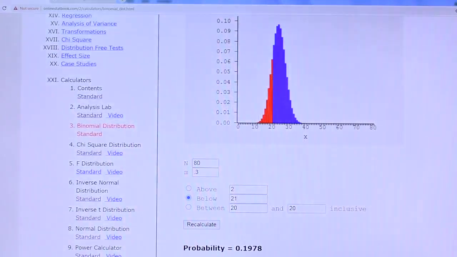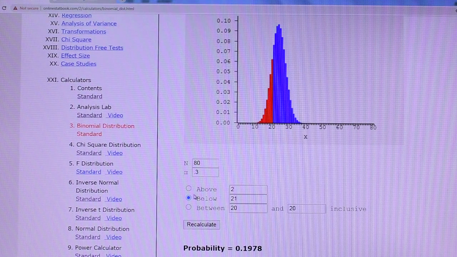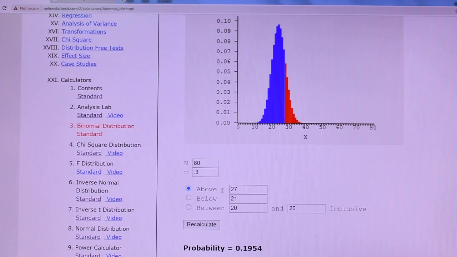To look at the other end, we're going to need above 27, aren't we? Because we want 28 to be in there. So there's the other end. Now you may notice this probability is pretty close to the other one because it's almost symmetrical. And that's because we have such a large sample size. It tends to be more symmetrical as we get close to a pi of 0.5 or as we get larger sample sizes.